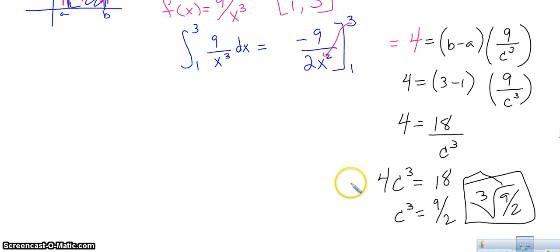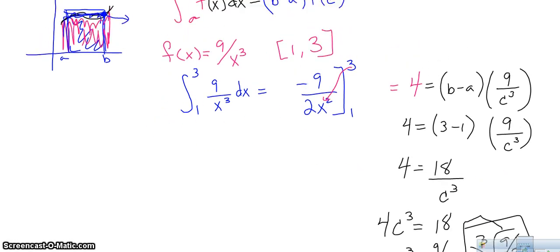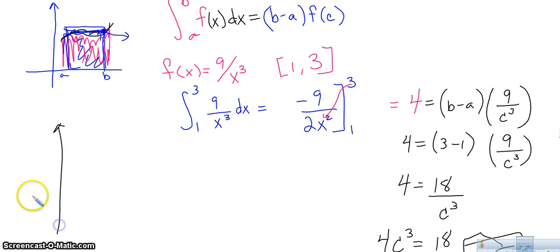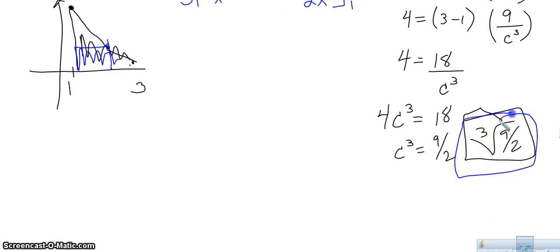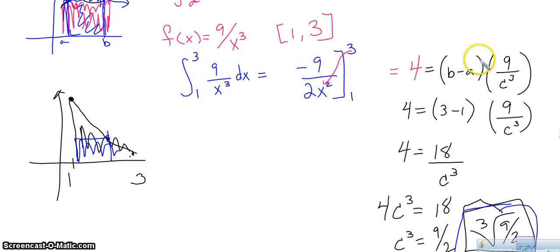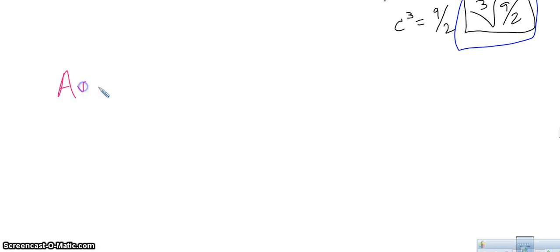The cube root of 9 halves, the cube root of 4.5, is somewhere right after 2. So if you graph this function, at 1 it is at 9, so it's up here, and at 3 it's at about 1/3, way down here. So here's 1 and here's 3, and the function looks like this, and the area would be under here. The mean value theorem says that at about 2.1, we'll say, is the rectangle right here that represents the same amount of area. And really what your job will be is to find this c value. So you have to integrate and then set it equal to b minus a times the function evaluated at c, and solve for c.